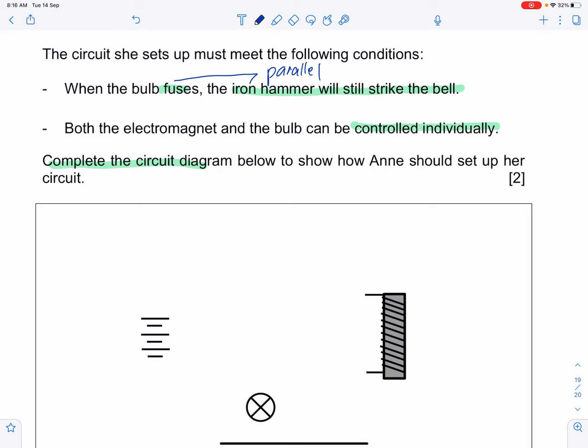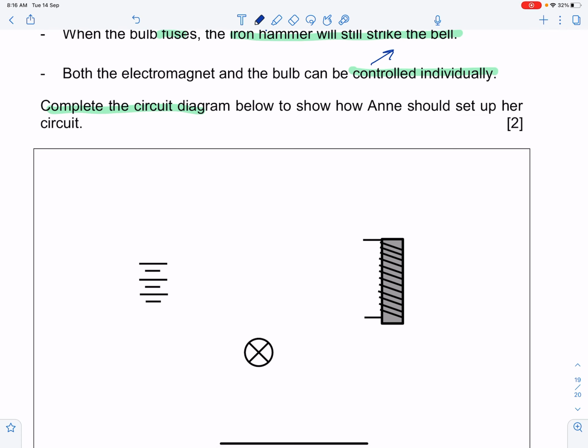Then the second thing they tell you is that they must be controlled individually, right? Meaning that the way you put your switch cannot be in the pathway whereby electric current must flow through one to reach the other. It cannot be a common pathway. It has to be a private pathway. What do I mean by that? I will explain to you. So the first thing I know, it definitely is in a parallel. Now, I'm going to draw for you roughly first because I want to show you my thoughts out loud. I will then clean this diagram up for you to show you how it is exactly supposed to be drawn in exam standards.